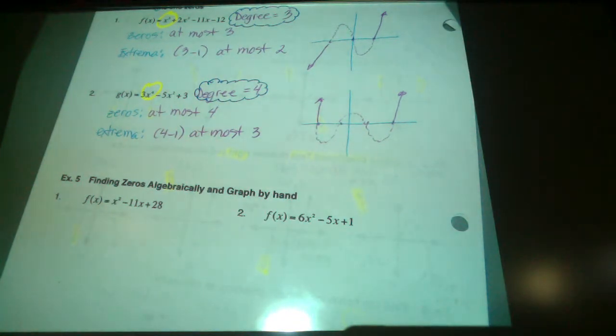Then on example 5, this is the last example we're going to do today, and don't get industrious and do part 2 on your own because I'm changing that question.